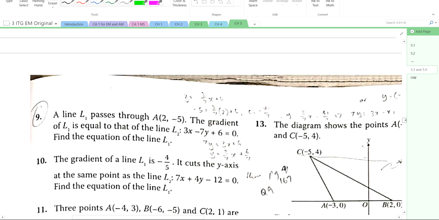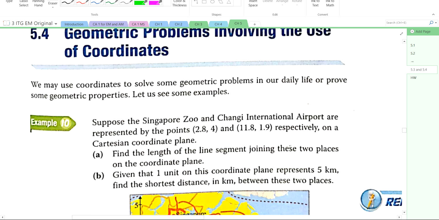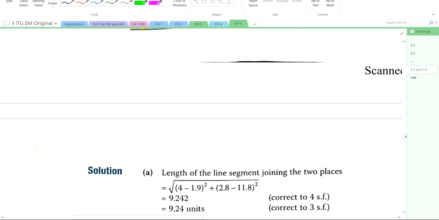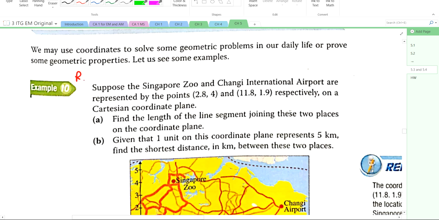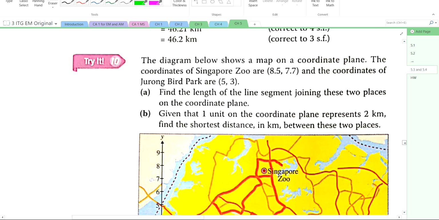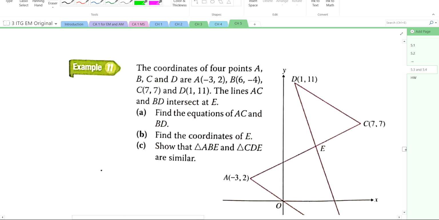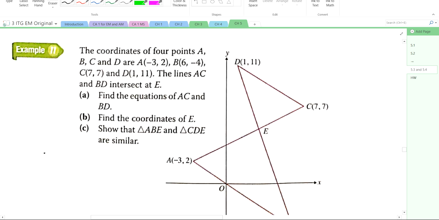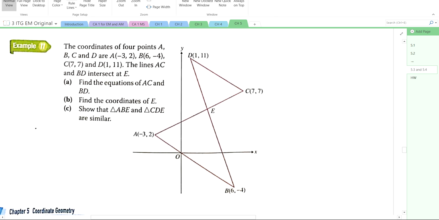Notice that I skipped past the homework also, because now we are at 5.4 already: geometric problems involving the use of coordinates. This question, you can just read it yourself. Read through the example. This one, Example 11, is a more typical type of exam and test question that you will see. So take some time to read through the question first.